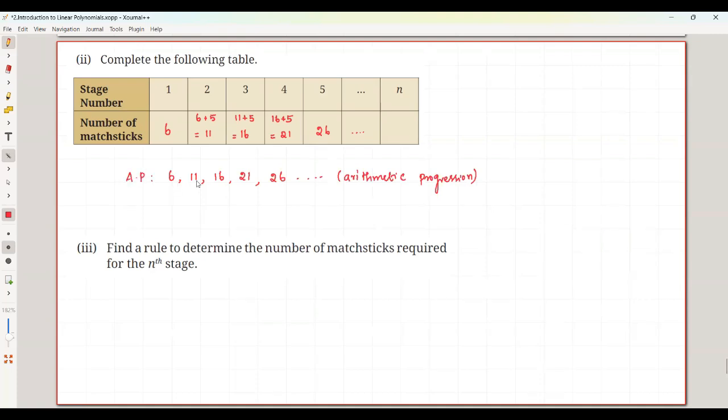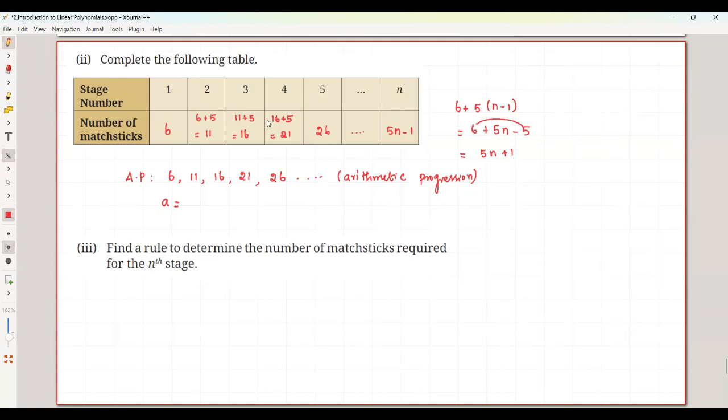Here the first number is fixed, 6. Then everywhere a constant number will be added. What is the constant number? Everywhere 5 is added, and that is nothing but the common difference. First value is A, here the common difference is 5. So 5n minus 1 is the nth term. This is based on the given pattern.